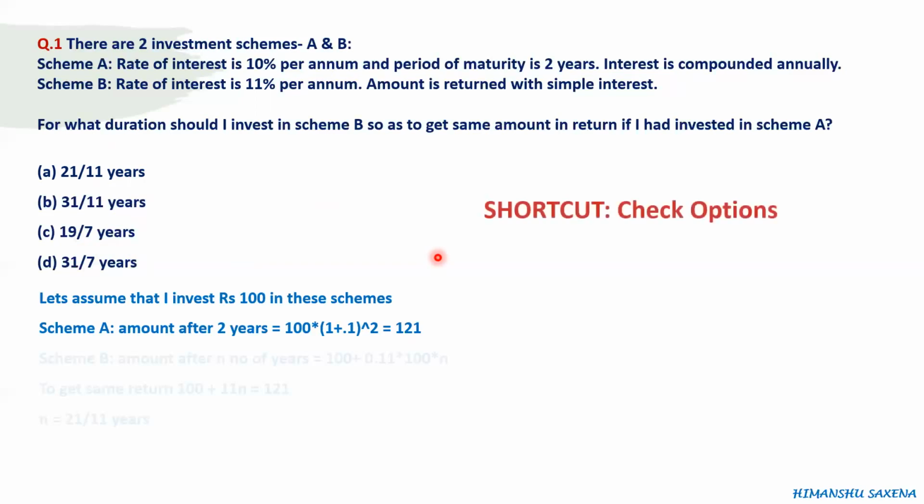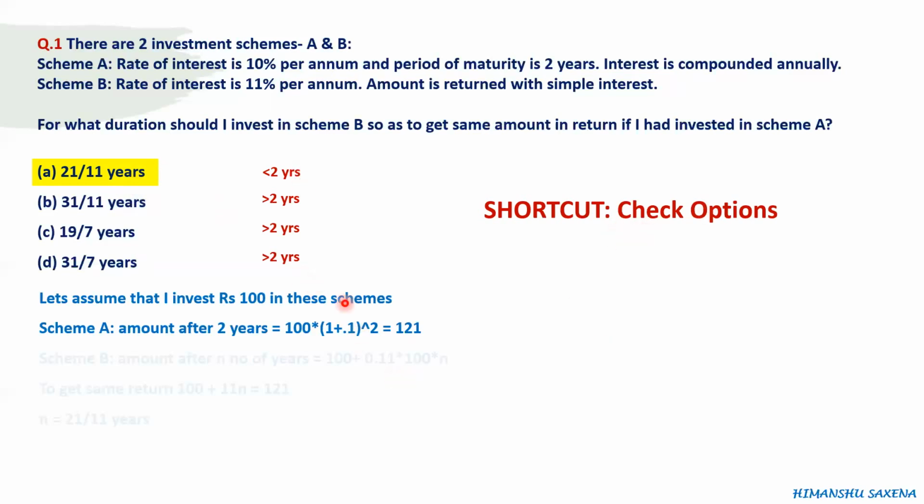Now let's look at these options. Option one is 21 by 11, which is less than 2 years. 31 by 11 is actually greater than 2 years, because this is greater than 22. 19 by 7 is also greater than 2 years, and 31 by 7 is also greater than 2 years. So the only option which is less than 2 years is option A. So our answer would be A, 21 by 11 years. So we can solve this problem using this method also, by checking the options.